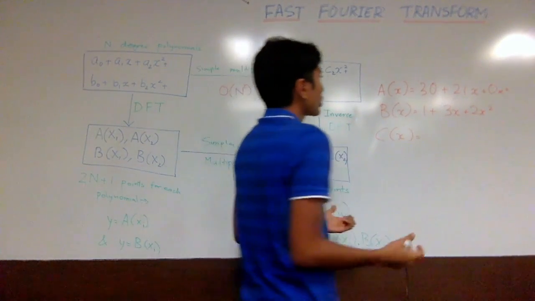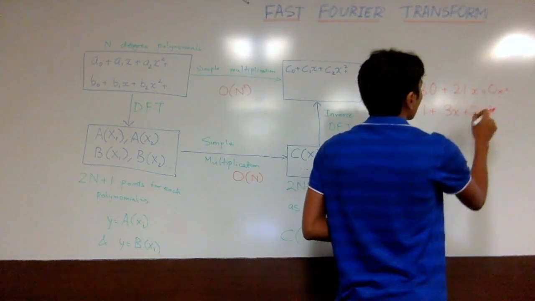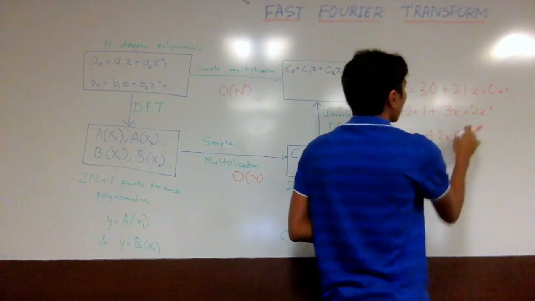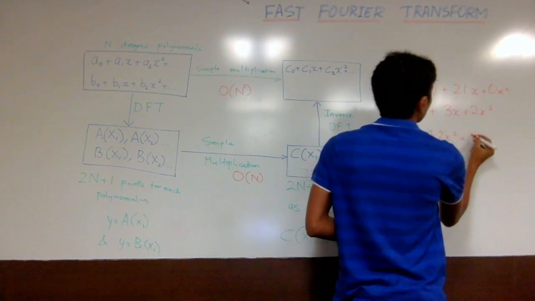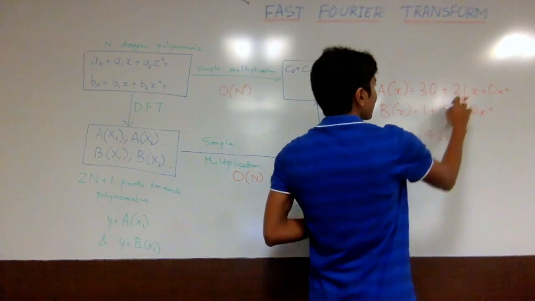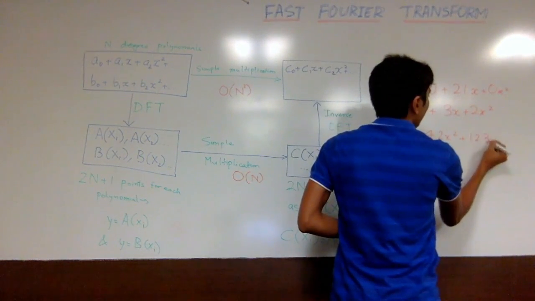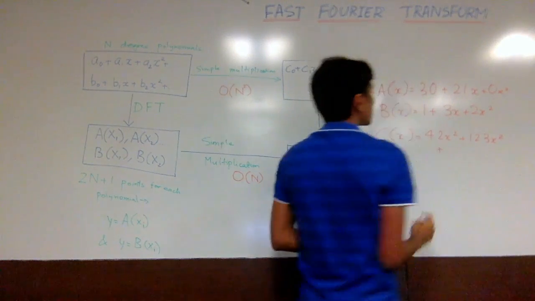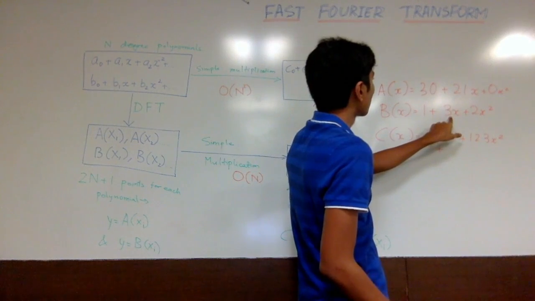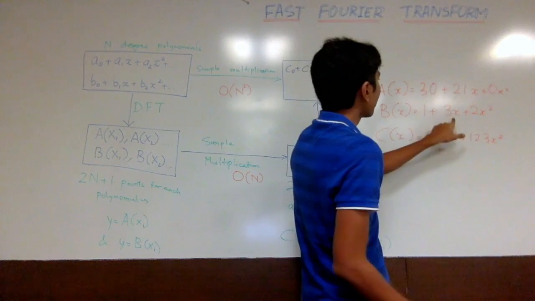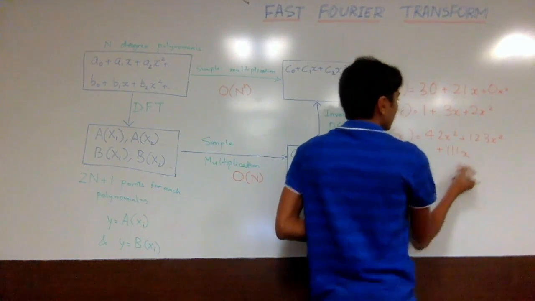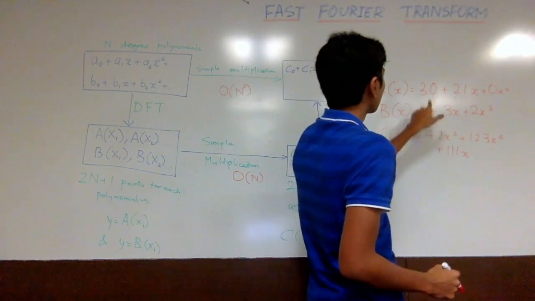So what does c of x evaluate to? You have 42x square plus this is 60x square, and these two will form 63. So 123x square plus what do you have here? So x square is taken care of. What about the x terms? So this becomes 90x and this becomes 21. So that is 111x. And what about these two? That's 30.